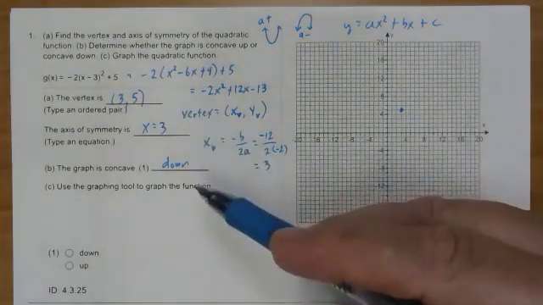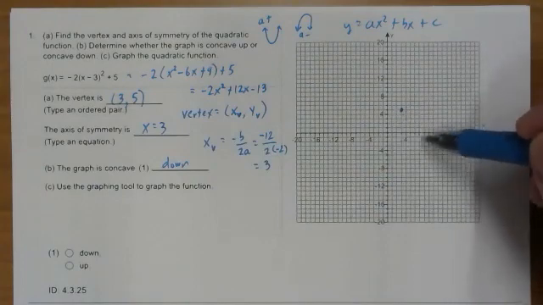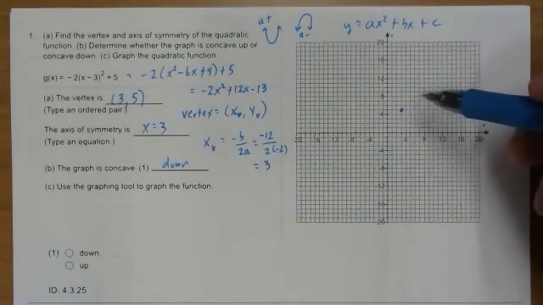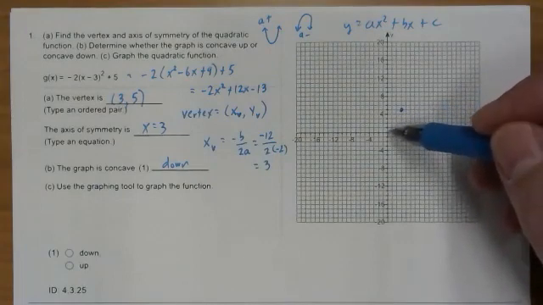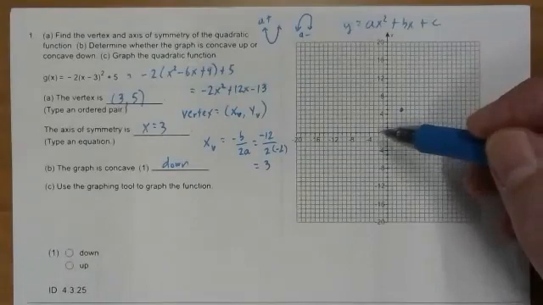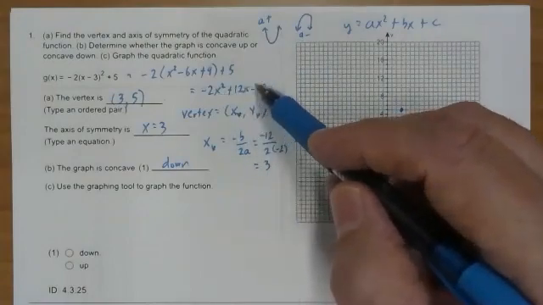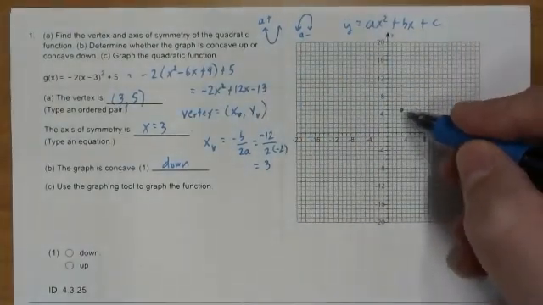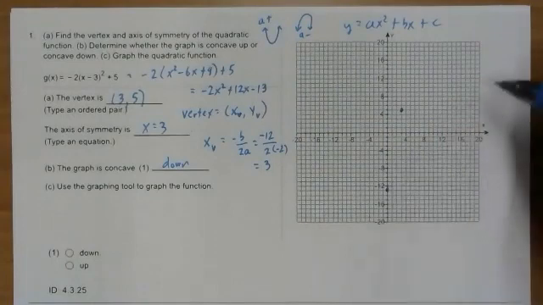So I've really answered all the questions. All I need to do is graph this. This is my vertex. What I don't know is how wide this parabola is. So I'm going to plug in a couple of values for x. Just to make it simple, what happens when x is 0? When x is 0, y is minus 13. So I'm way down here.